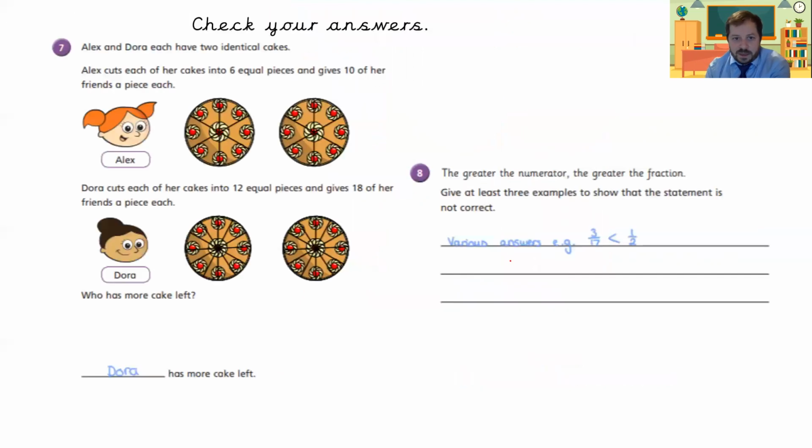Okay, so let's have a look. So they've said Dora, but let's have a look. 6 equal pieces done. She gives 10 of them away. So 1, 2, 3, 4, 5, 6, 7, 8, 9, 10. She has 2 pieces left. So 2 sixths left. And she's done 12 equal pieces, given away 18. Say that's 12 for 1 cake gone. 13, 14, 15, 16, 17, 18. Dora has all of these ones left, which is 1, 2, 3, 4, 5, 6 twelfths left.